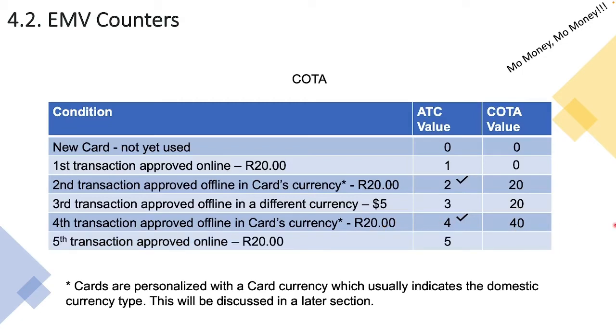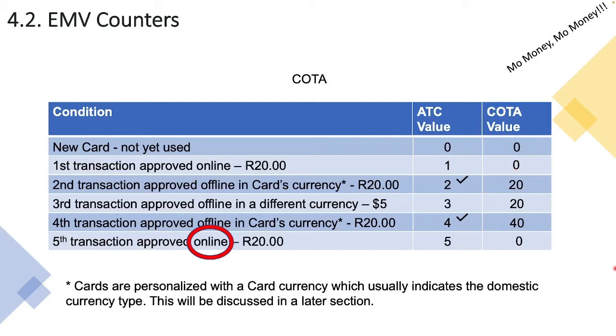The fifth transaction is interesting because here we have a fifth transaction that's approved. The important thing is online, and it's a 20 rand transaction. So what this means is that the ATC value will increment to 5, but the quota value will reset to 0, because at this point in time we have gone online and this requires a reset. And so the very next time Bob transacts with a card, if it does perform an offline transaction, then the pattern will start to repeat itself.